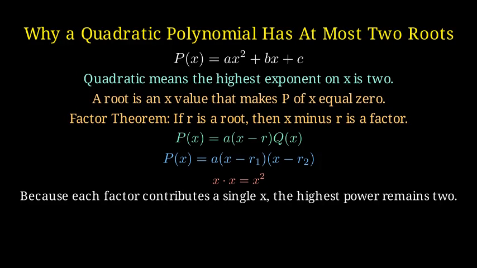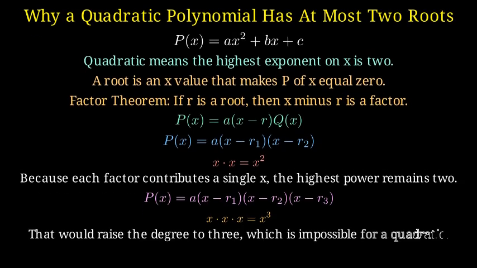Now, imagine a third distinct root, r3, existed. The factor theorem would require another factor x minus r3, so the polynomial would look like a times x minus r1 times x minus r2 times x minus r3. Multiplying 3 x factors produces x cubed, and that would make this a degree 3 polynomial, not a quadratic. That contradicts our assumption. So a quadratic cannot have 3 distinct roots.